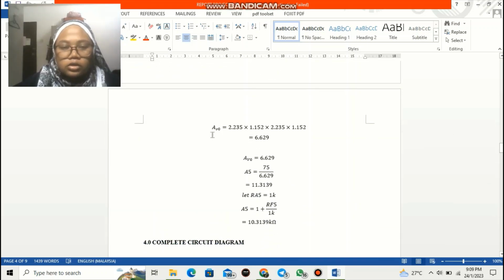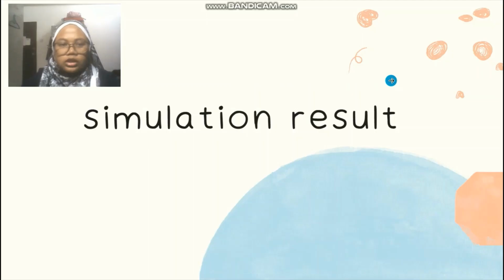The total gain A is obtained by using the damping factor, so the total value of A, or the gain, can be used to obtain the values of RAF and RA5 for the non-inverting amplifier. Then I will continue with the simulation result.